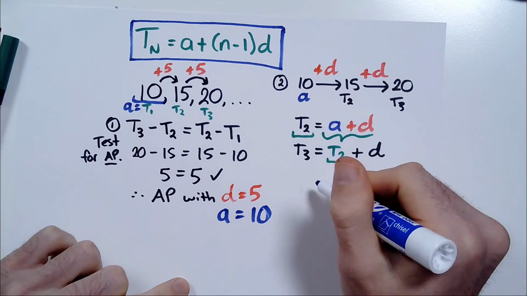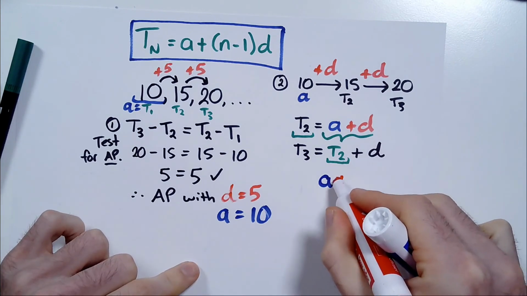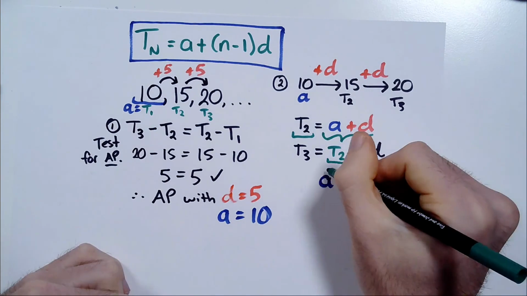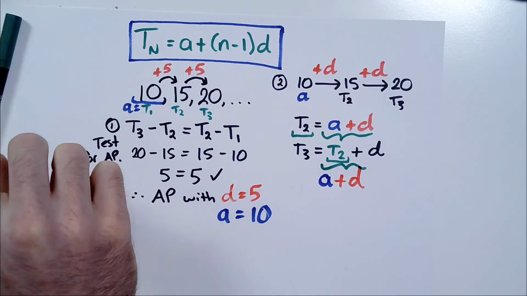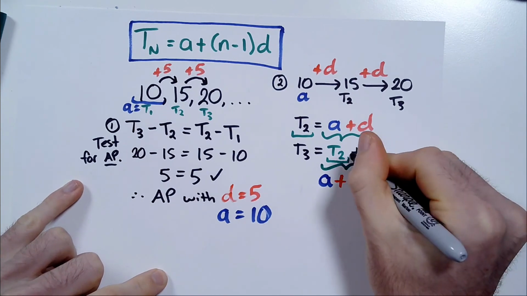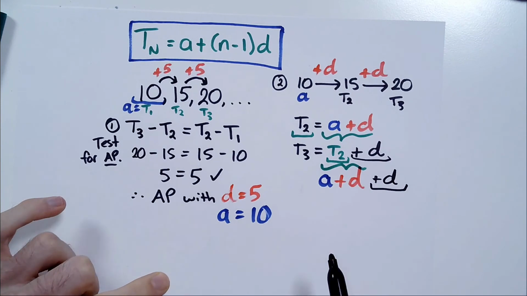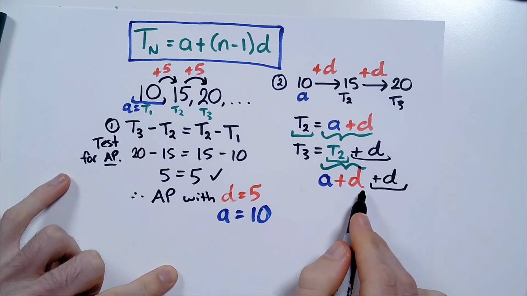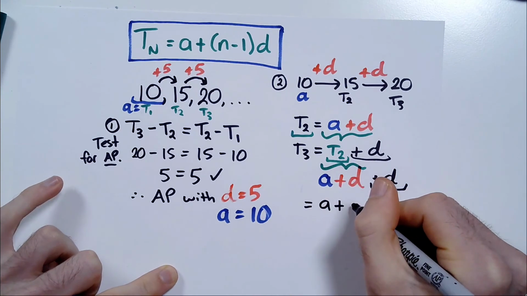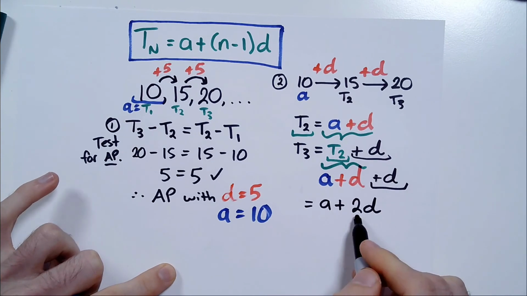So have a look at this. Another way of writing this is A plus D. Remember, that represents the second term. A plus D was the second term. And then we obviously add on our D here, the difference again, because we need to add another 5 to get to the third term. We can then simplify this A plus D, right? We can simplify this to A plus 2D, because D plus D are like terms, so they become 2D.